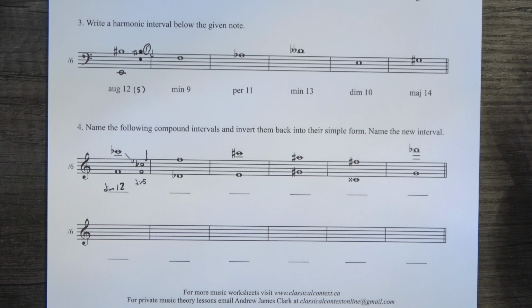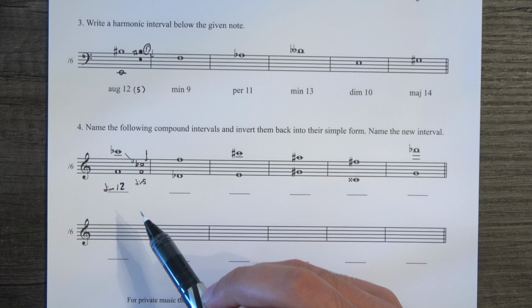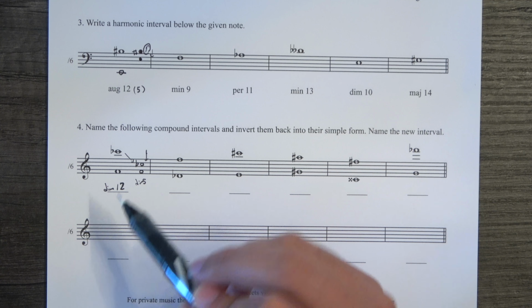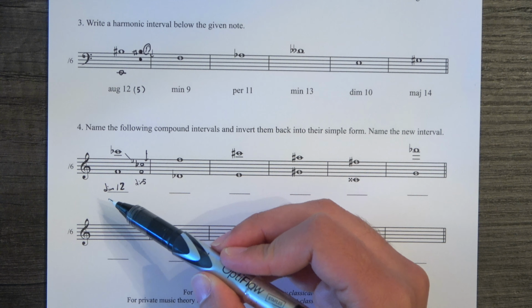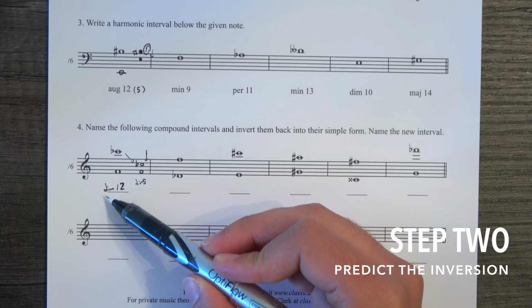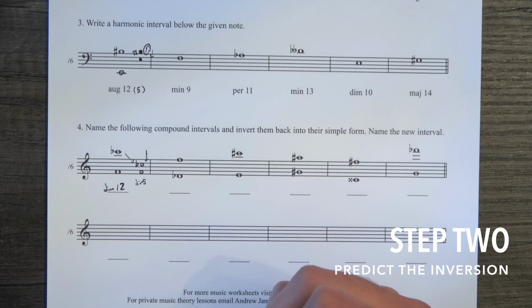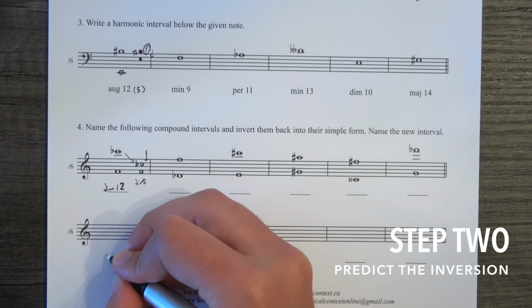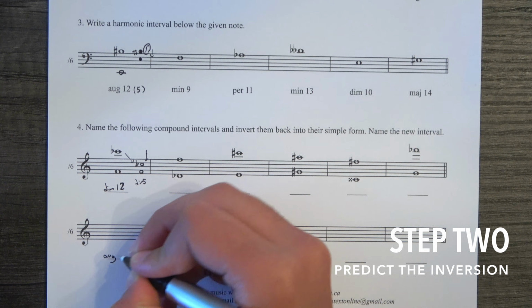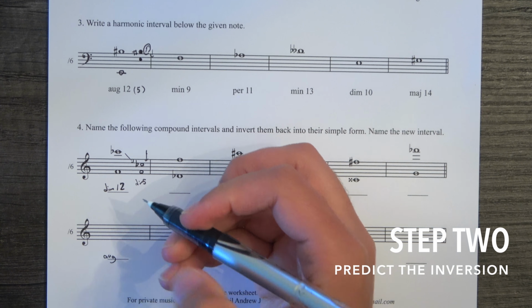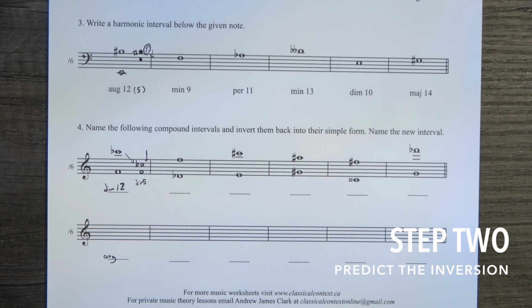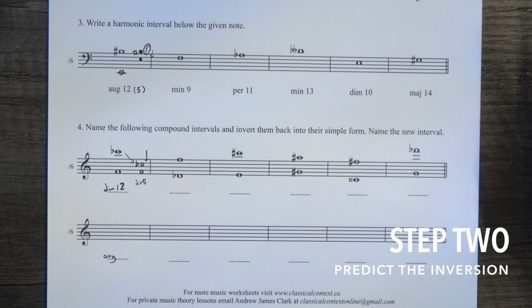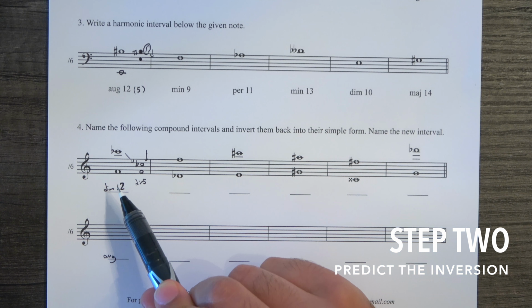Okay? Now before we even write any notes, we know, because we learned in level 7, what happens when we invert a diminished interval. We should be getting an augmented interval down here. So I'm just going to go ahead and write that. I'm assuming that when I flip this, if I do it correctly, we should be getting an augmented interval. Now let's go ahead and invert this.